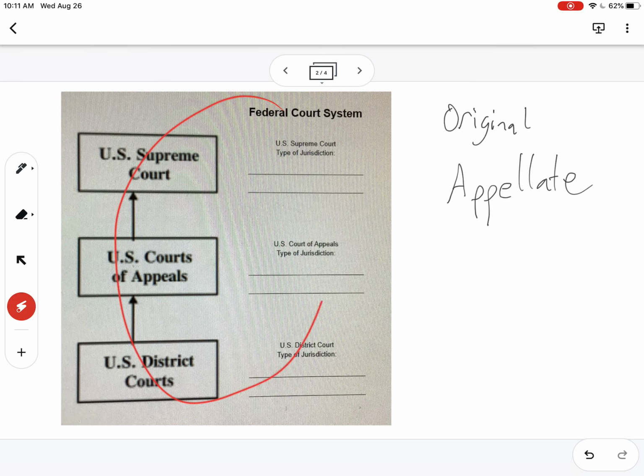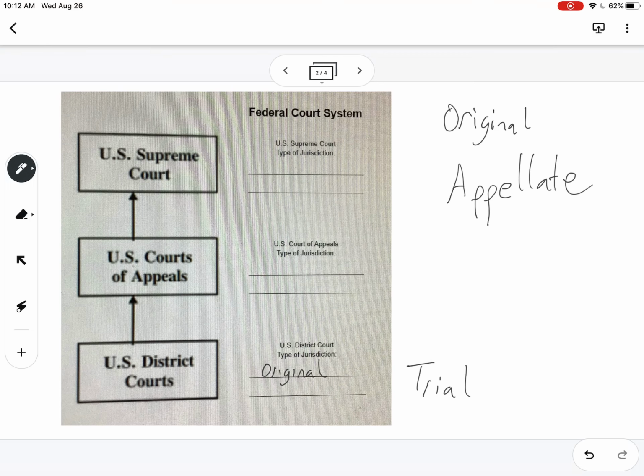So when you look at this map over here, or this picture, you'll see U.S. District Courts, U.S. Court of Appeals, and the U.S. Supreme Court of the United States. So, first off, U.S. District Courts are also a trial court. And they typically will have original jurisdiction.